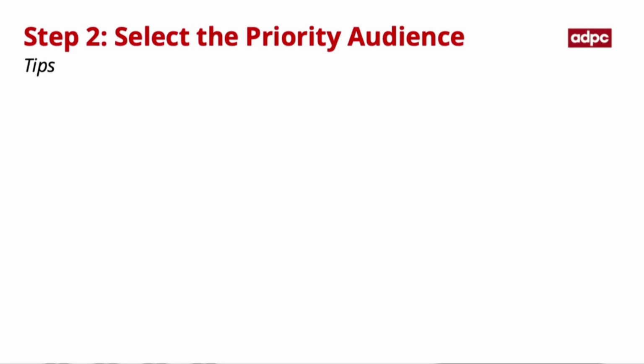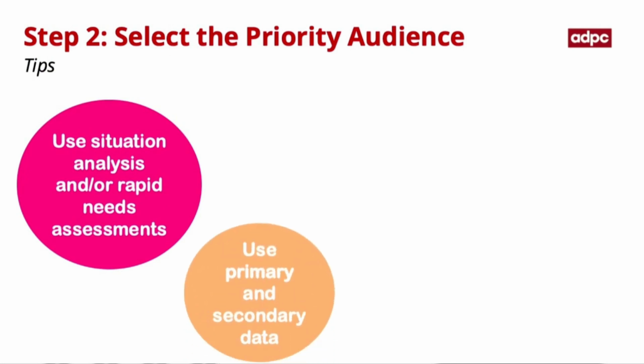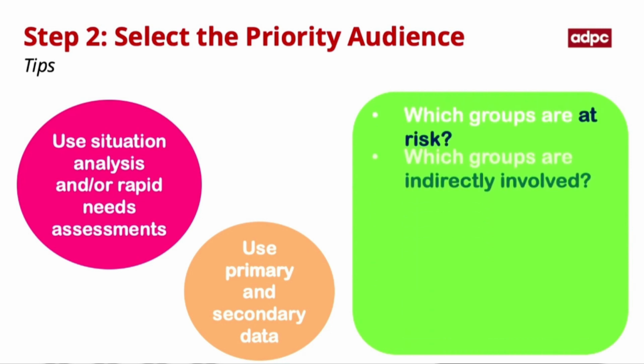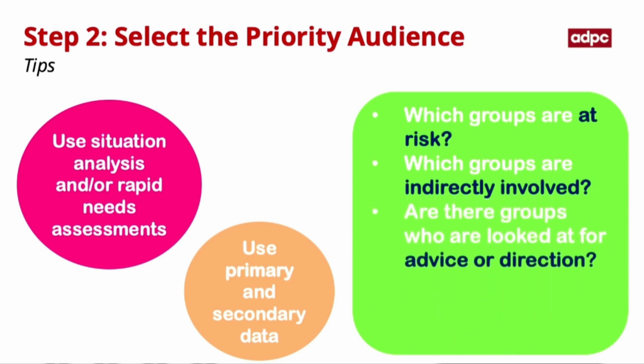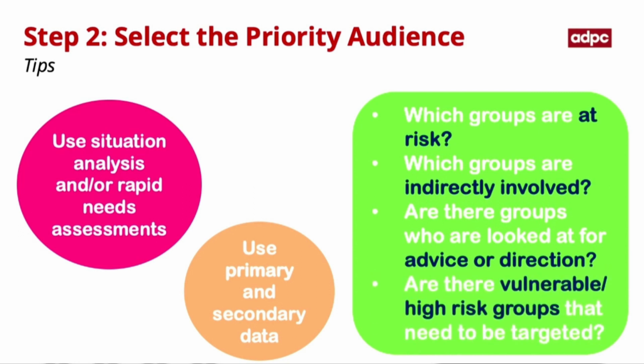The priority audience should be identified based on the situation analysis and, if applicable, rapid needs assessments. Try to use primary and secondary data, as this will enable you to have an evidence-based selection of priority and influencing audiences. Some basic questions that can help you identify priority audiences include: which groups are at risk? Which groups are indirectly involved? Are there groups who are looked at for advice or direction? Are there vulnerable or high-risk groups that need to be targeted?